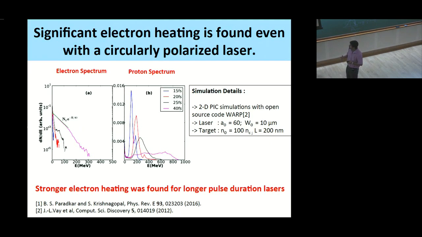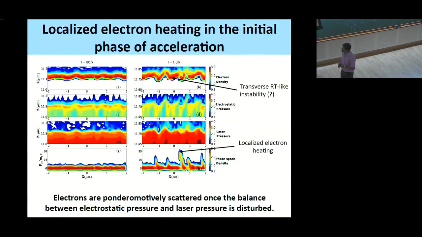That is what motivated us to investigate what is exactly happening in terms of electron heating, because only if we understand it will we be able to control it. So we looked into the detailed dynamics. As I said, in radiation pressure acceleration it is basically a balance of the electrostatic pressure, which is set up by the charge separation, and the forward ponderomotive force.